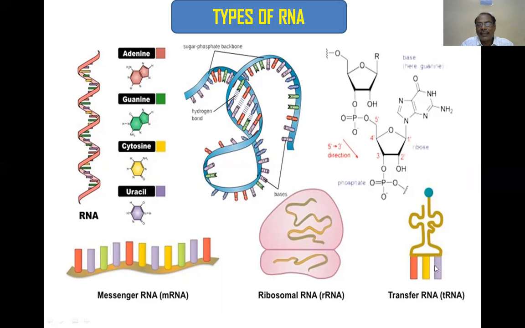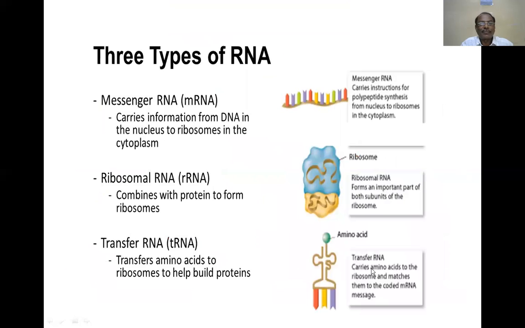This is also an RNA, but its function is, wherever there is an amino acid, it catches it, holds it, and carries this amino acid to the site where protein synthesis is going on. That is the ribosomes. So towards the ribosomes, from the cytosolic portion, carrying the amino acid is done by transfer RNA. So these are the three types of RNAs.